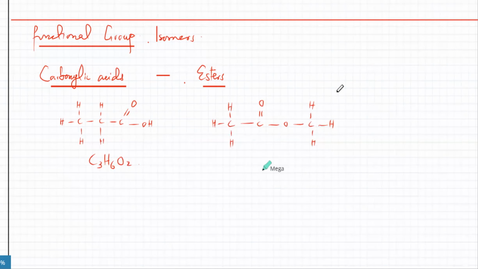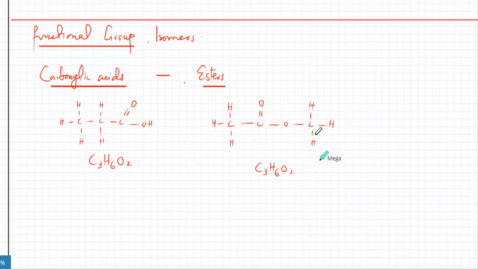So these two are functional group isomers because the formula remains exactly the same, but the structure is totally different. The reason the structure is different is that one of them is a carboxylic acid and the other one is an ester. So you've completely changed the functional group as well. You can rearrange the atoms in a way that the functional group changes. That is known as a functional group isomer.